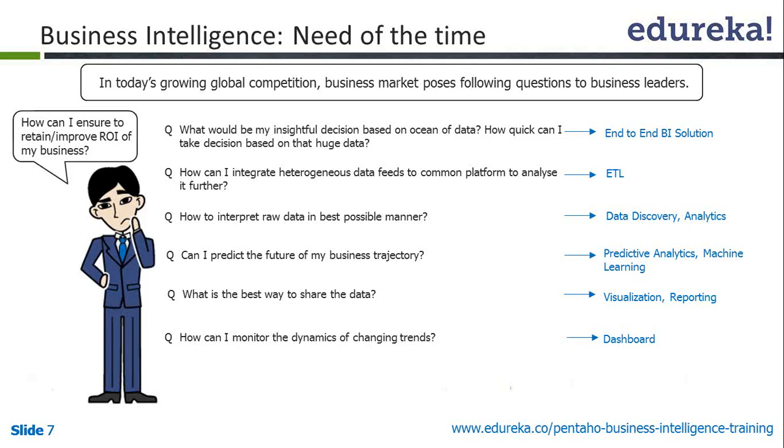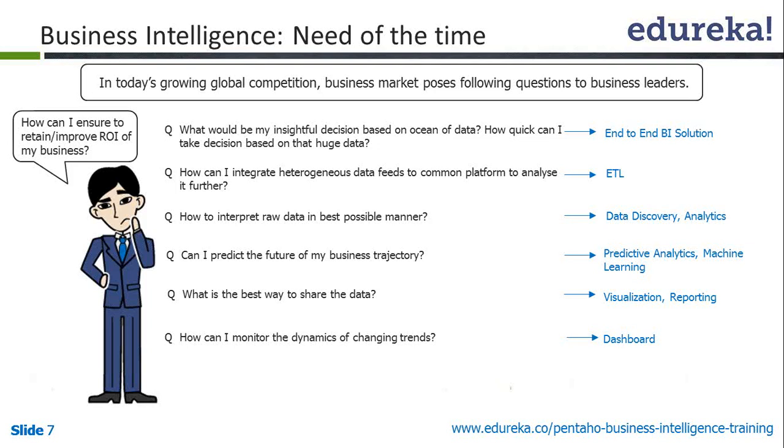How can I integrate heterogeneous data feeds into a common platform to analyze them further? Like I said, you can have any kind of source data available in the organization which can be analyzed. To transform it into a form which can be understood by the business tools, you can do it through ETL, which is extract, transform, load. How to interpret raw data in the best possible manner? For any kind of data you have, you need some analytics and data discovery around it.